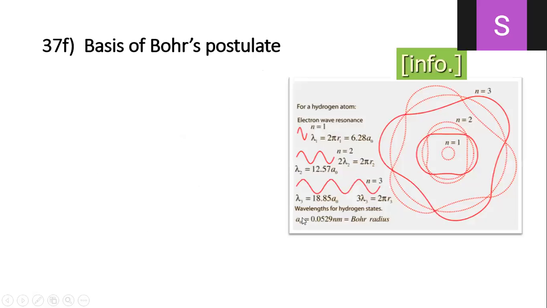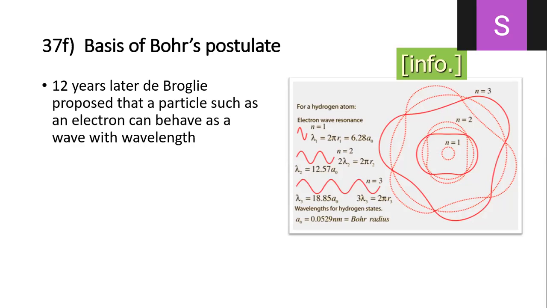It's just the application part. Okay, now we try to understand why Bohr gave the postulate. For your info, when he gave out that angular momentum is quantized, there was no other evidence. Maybe he had his own reasoning. But 12 years later, de Broglie proposed that a particle, such as an electron, can behave as a wave with wavelength given by lambda equals h over p.